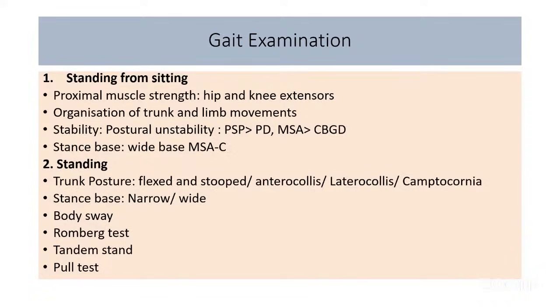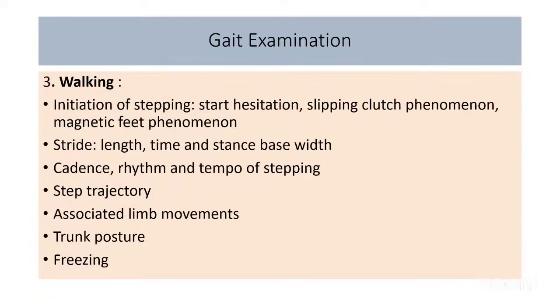And in MSA, we'll be seeing camptocormia, antecollis or laterocollis. The stance base can be narrow or wide. In CBD or MSA-C, we'll be seeing it wide, and body swaying can be there. We'll do the Romberg test once they stand, for the sensory system, and tandem stance. Now we'll do the pull test, followed by asking them to walk.